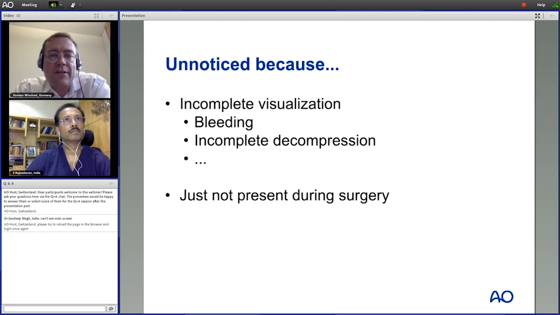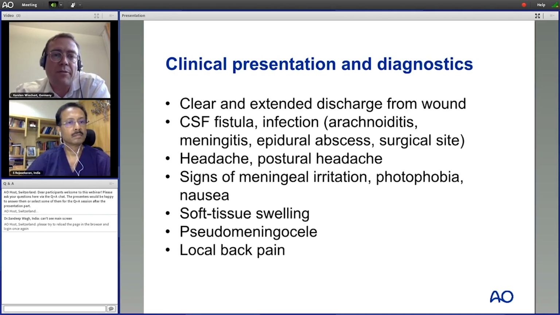Now, why are these cases unnoticed? One thing is incomplete visualization, because of bleeding, because of incomplete decompression, or because of some other technical issues. But the majority, at least from my experience, is that they're just not present during surgery and end up only in the postoperative period.